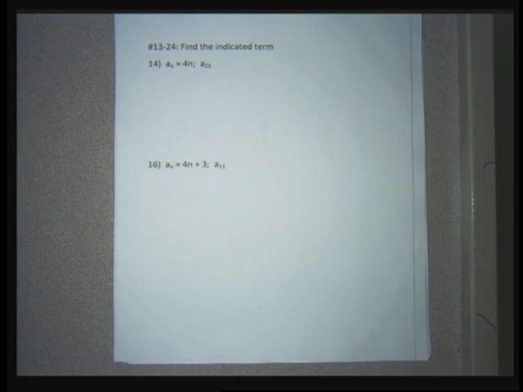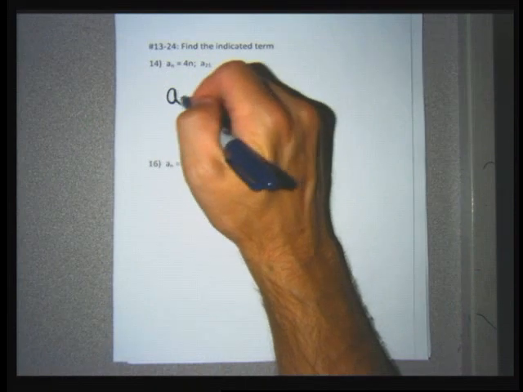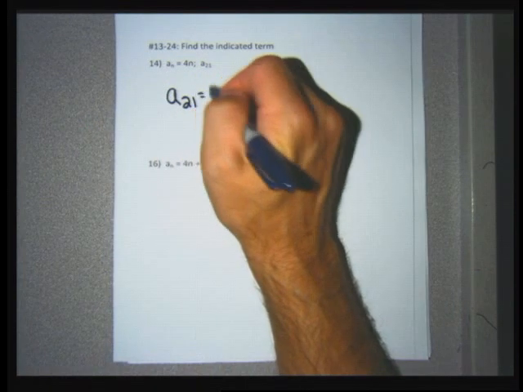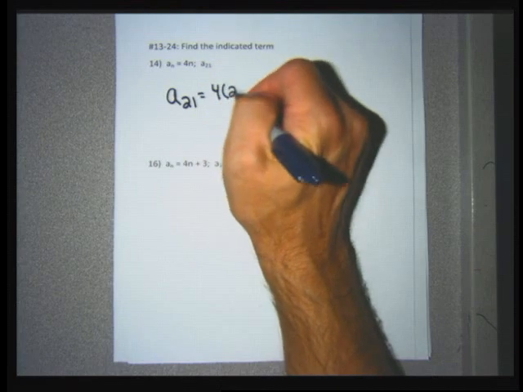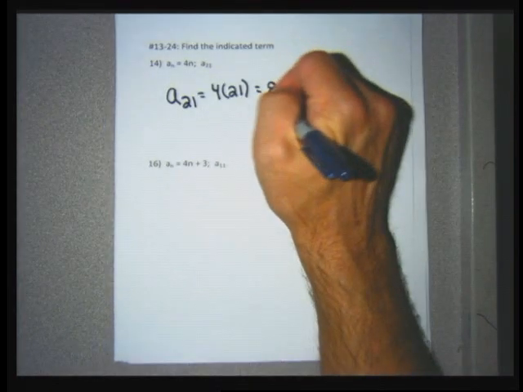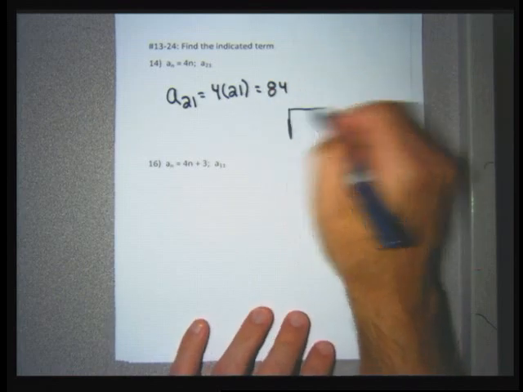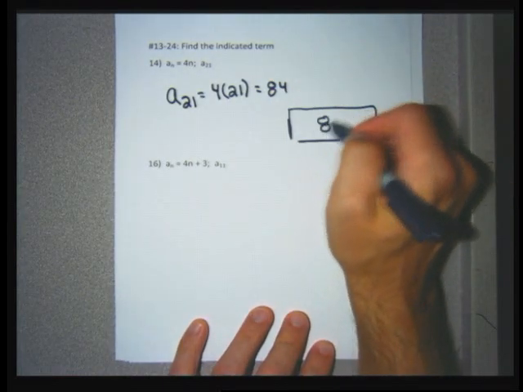The next group of problems are actually easier. Problems 13 through 24 ask me to find a specific term in the list, and problem 14 asks me to find the 21st term in the list. And to find the 21st term in the list, I don't need to write the first 20 down, I just need to write the 21st down, and I can find the 21st term in the list by just changing both n's in the initial problem to 21. So I get a sub 21, which is the 21st term in the list, is 4 times 21, which is 84.